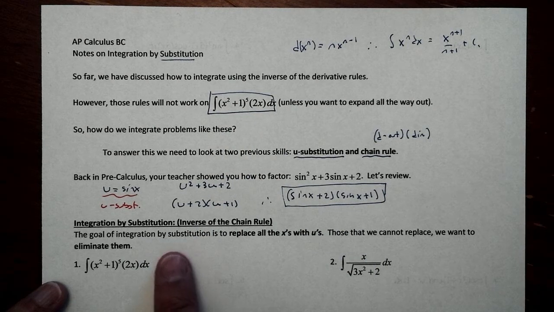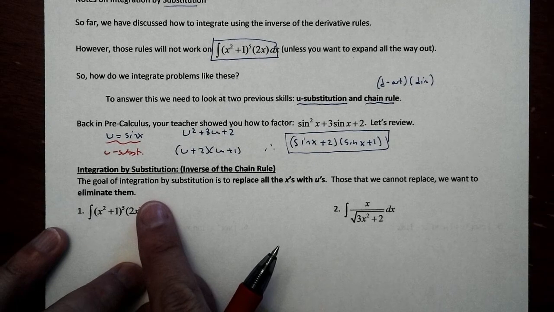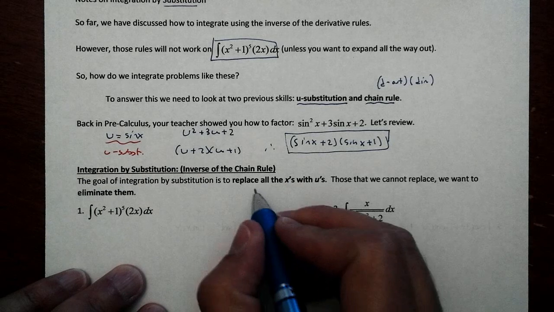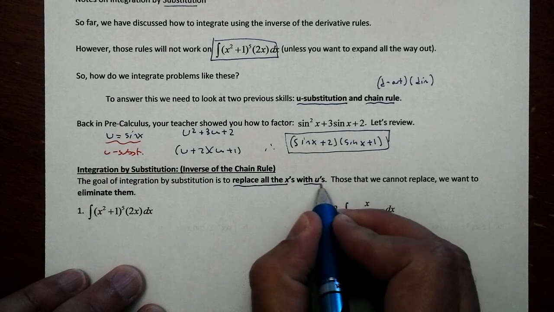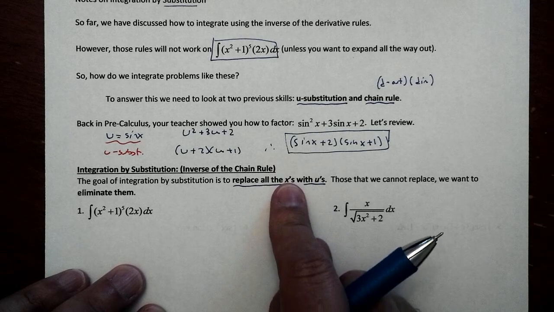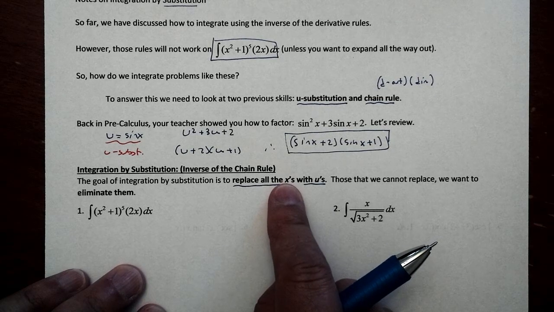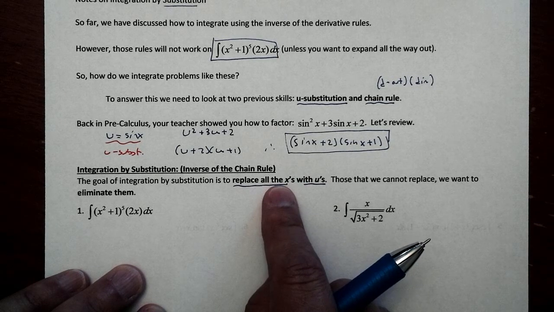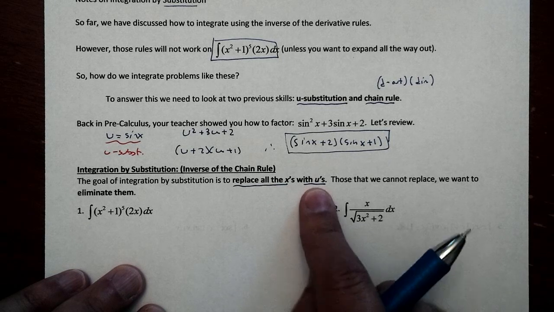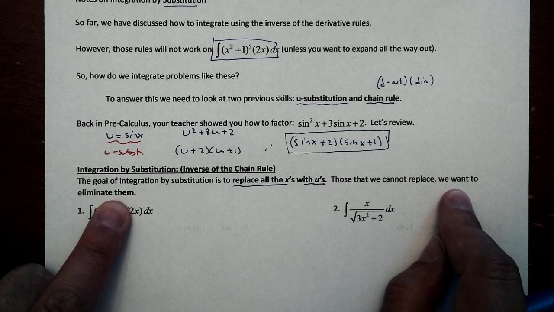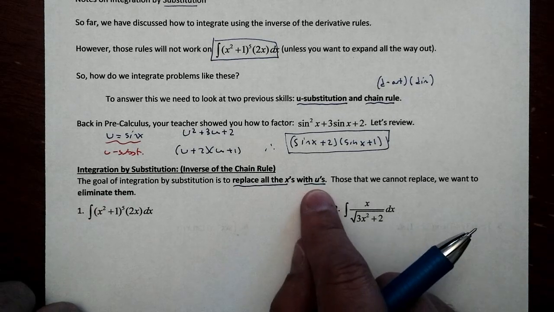So let's look at an example. This is the ultimate goal of integration by substitution. We want to replace all of the x's with u's. Just like any relationship you've ever been in. If you have been in a past relationship with somebody, you have pictures. If you go with somebody else, you're going to replace them with your new person. So replace all of the x's with u's. If we cannot replace one, we want to make sure that we can eliminate them. So anything we can't replace, we have to eliminate.